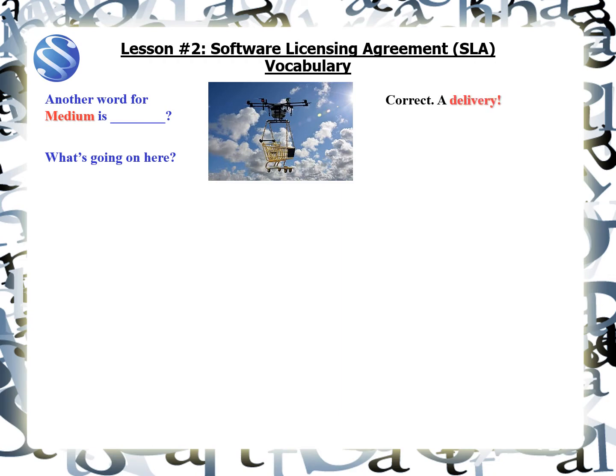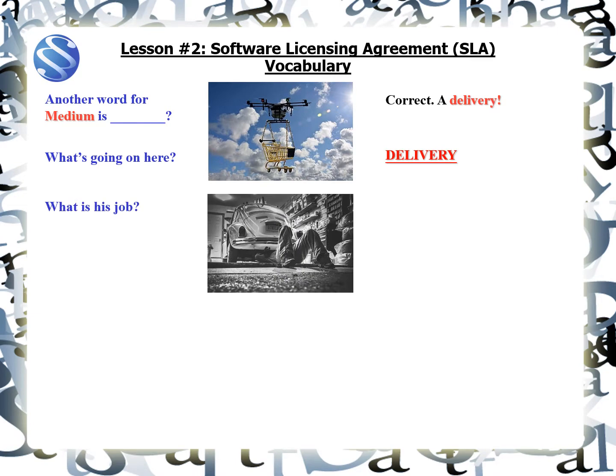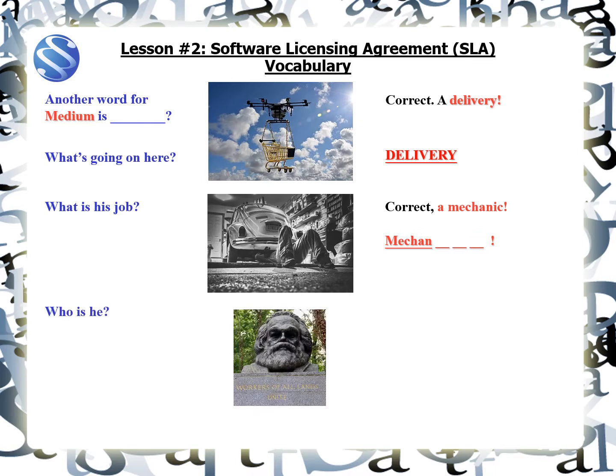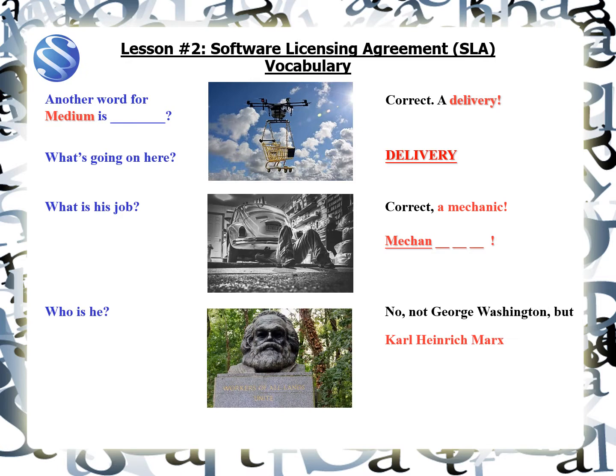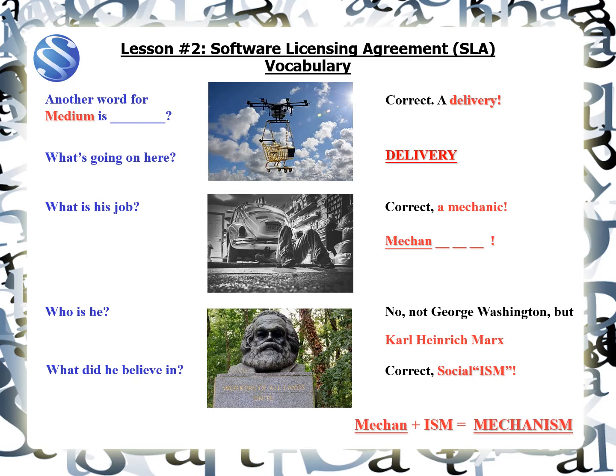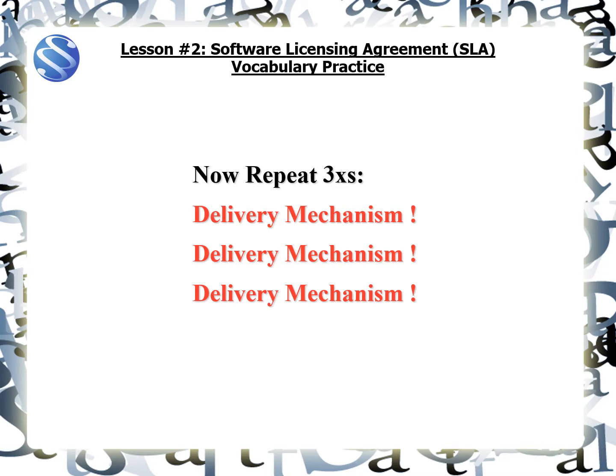Correct, a delivery. Delivery. What is his job? Correct, a mechanic. Mechanic. Who is he? No, not George Washington, but Karl Heinrich Marx. What did he believe in? Correct, socialism. Mechanic plus ism equals mechanism. Now repeat 3 times. Delivery mechanism, delivery mechanism, delivery mechanism.